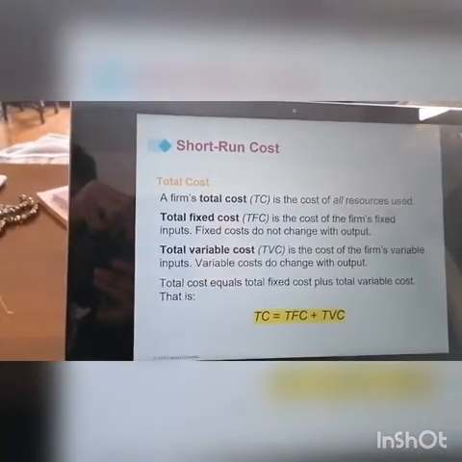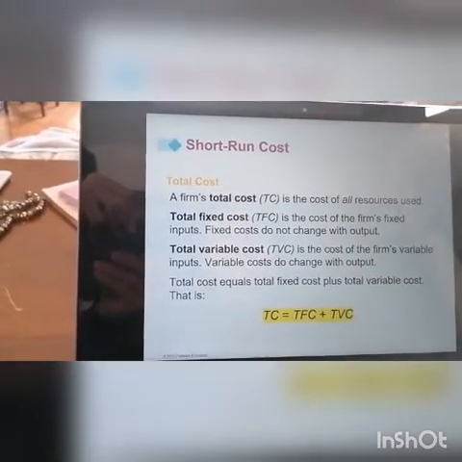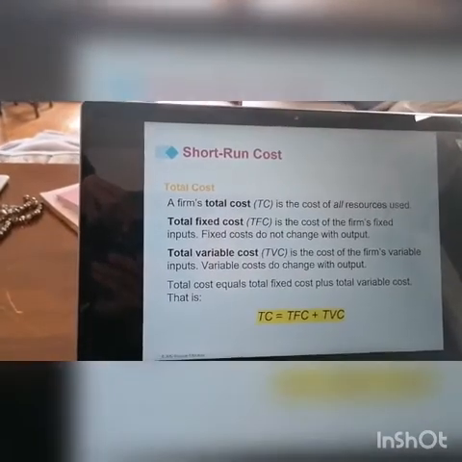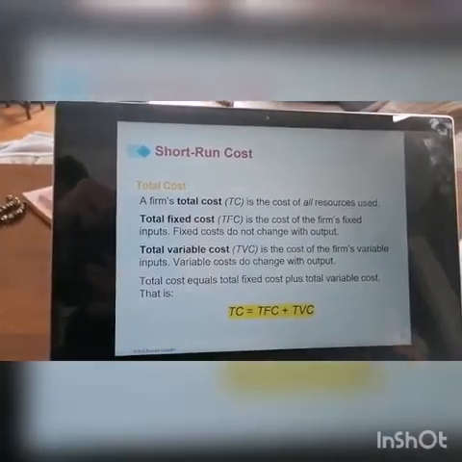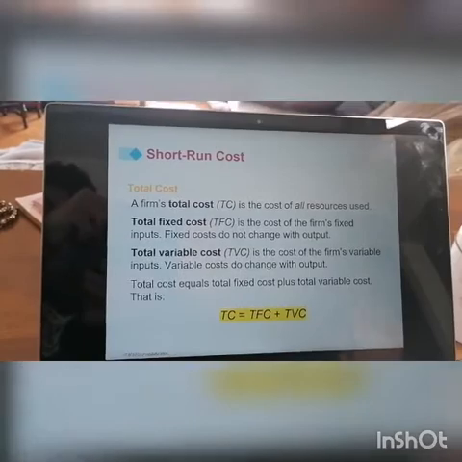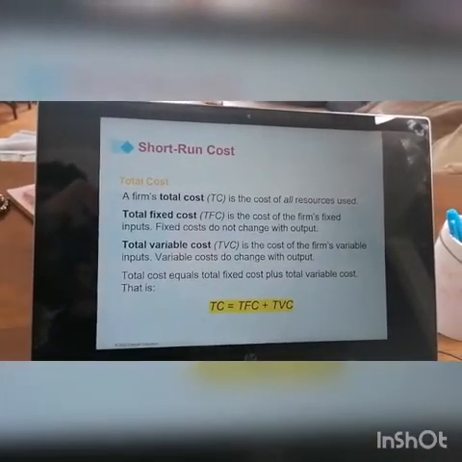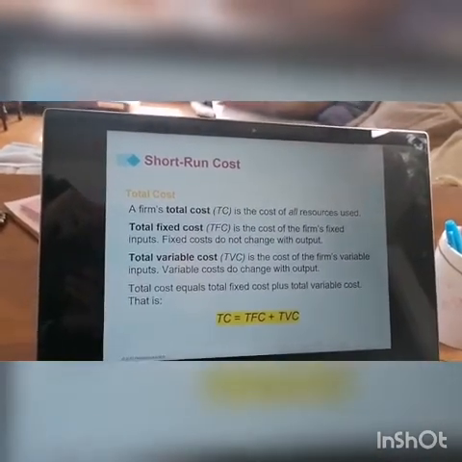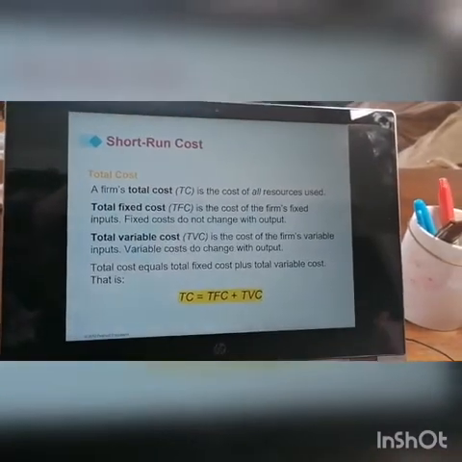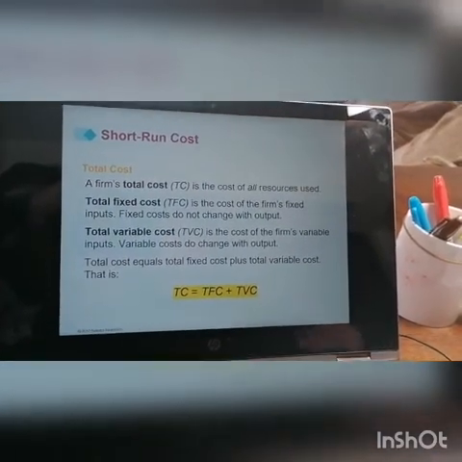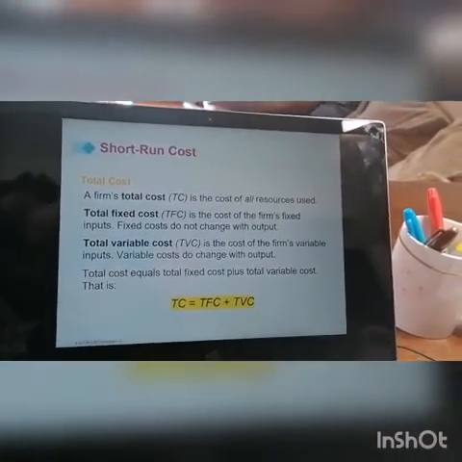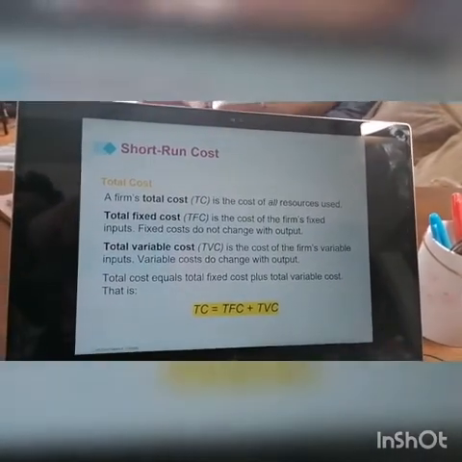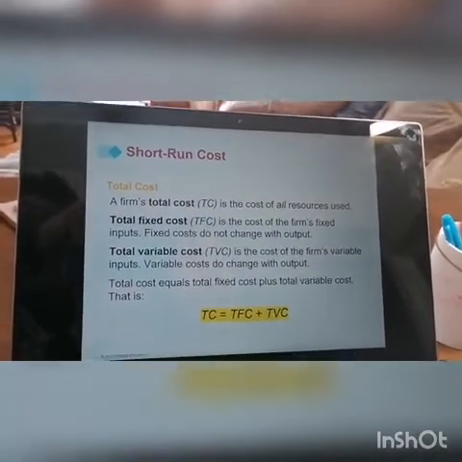How about the total variable cost? They are costs of the firm's variable inputs. These are variable because they change with output. For example, remember we said if your firm wants to produce more sweaters, it has to hire more labor. So if you're hiring one laborer, you pay one wage. Two laborers, you pay two wages. Three laborers, you pay three wages, and so on and so forth.